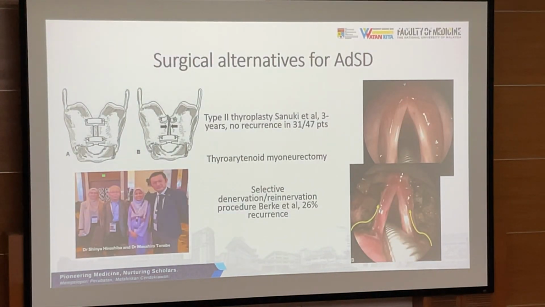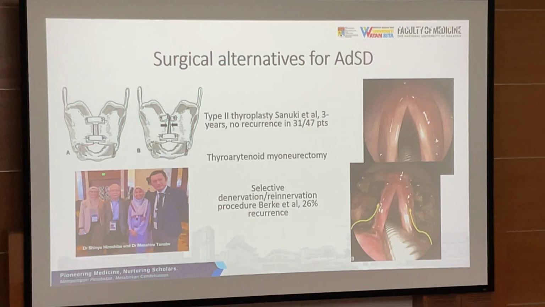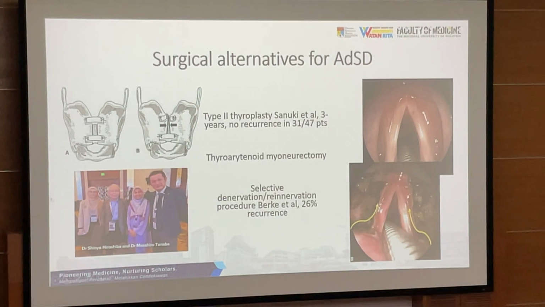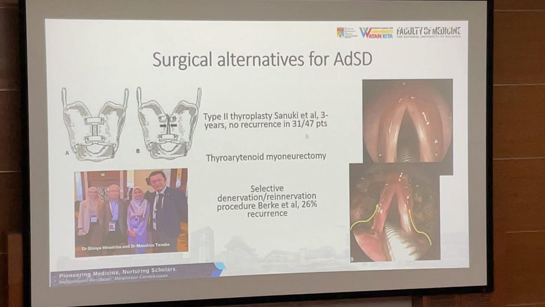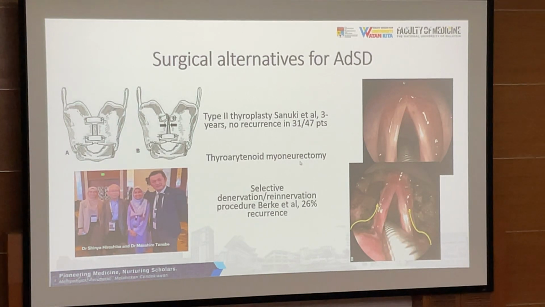So there are surgical alternatives for patients with adductor spasmodic dysphonia. Earlier on, Dr. Yakubu talked about type 2 thyroplasty, so I will not talk about this. We also have another surgical procedure, which is thyroarytenoid myoneurectomy. In this procedure, we create an incision parallel to the vocal folds here at the level of the muscle. Then we dig into the paraglottic space and try to locate the terminal branches of the recurrent laryngeal nerve. You hook it up and then you laser ablate it.